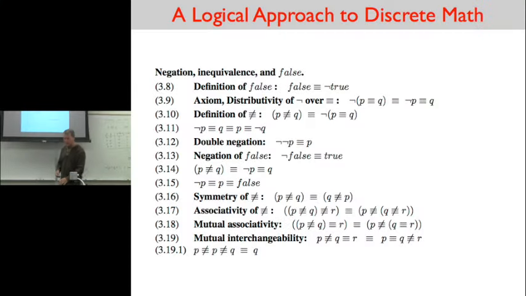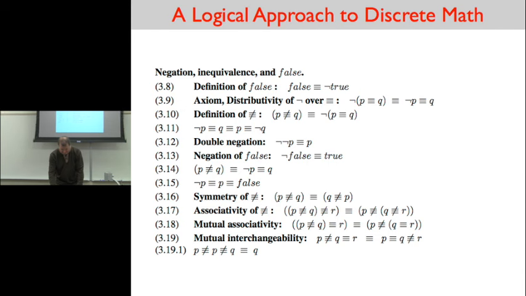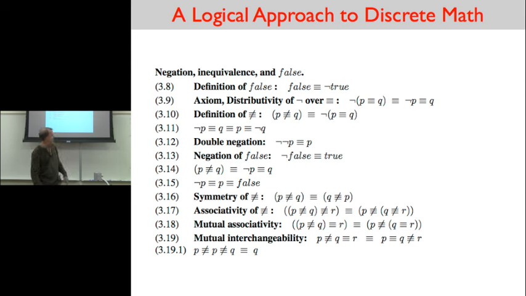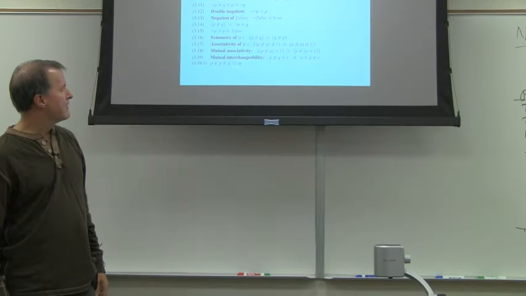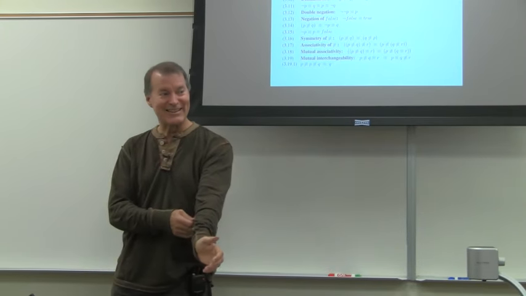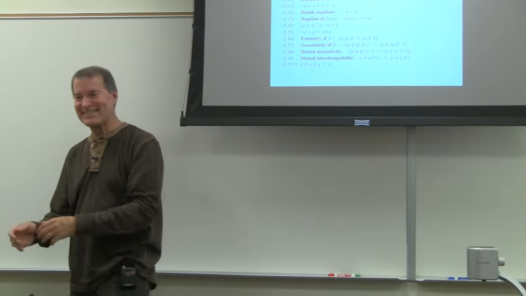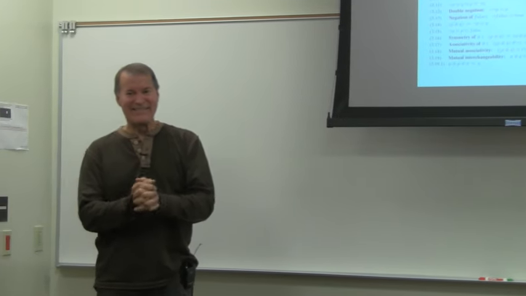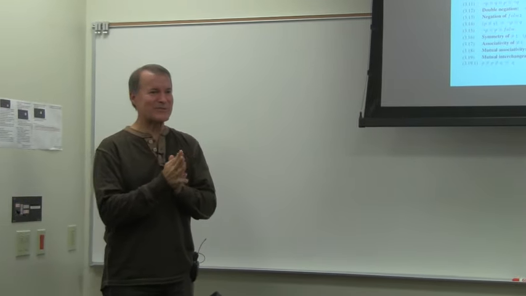Okay, so yeah, you had three proofs. Let's see what they were. I'm sorry, you had four. You're right, you did have four. Last time we proved true, we proved reflexivity, we proved another one. And what did you have for today? You had negation of false, 3.14 and 3.19, mutual interchangeability. Yeah, so this is the first of many. A long journey, first few steps of a long journey.